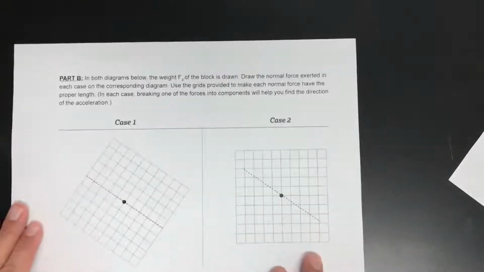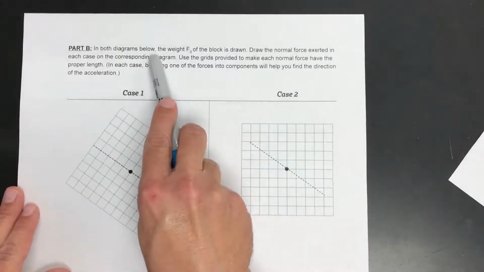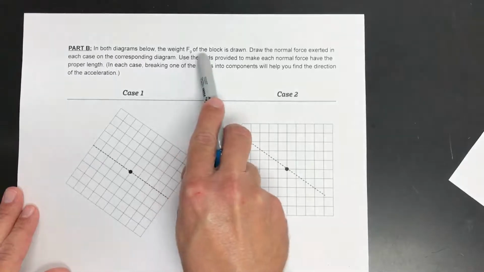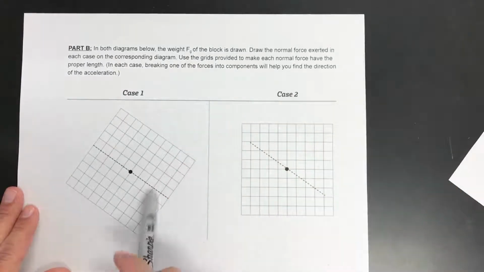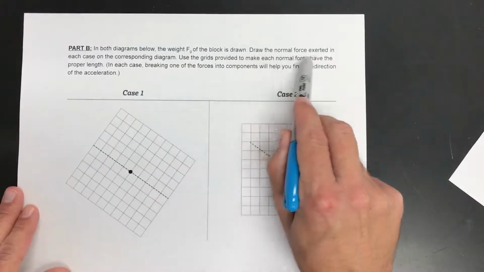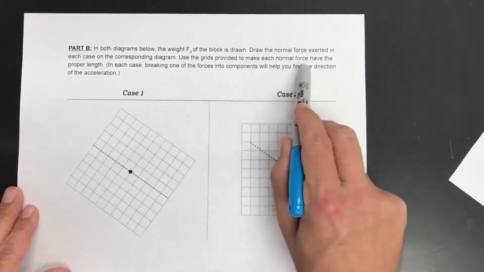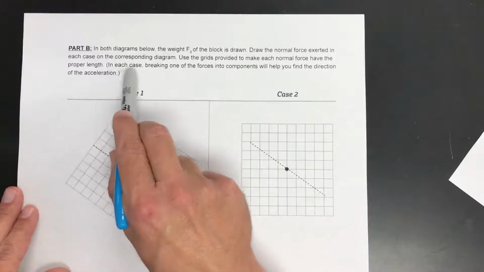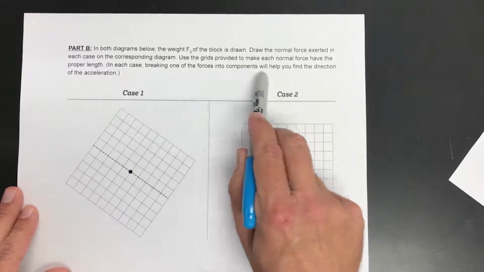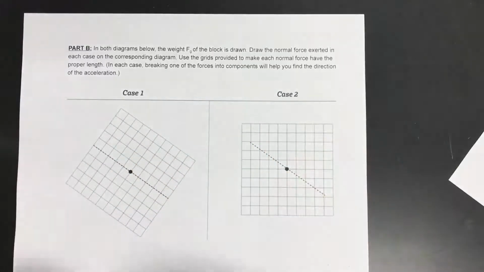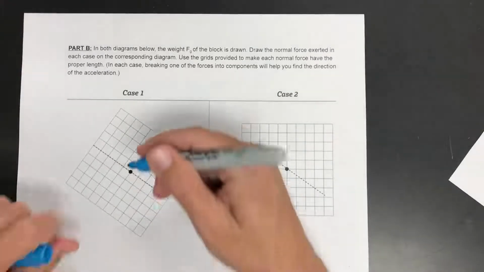All right, part B here. It says, in both diagrams below, the weight, F sub g, of the block is drawn. No, it's not. Anyway, draw the normal force exerted on each case in the corresponding diagram. Use the grids provided to make each normal force have the proper length. In each case, breaking one of the forces into components will help you find the direction and acceleration. So let's just sort of do it here.